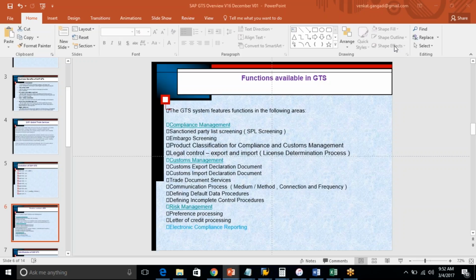So if any company would like to reduce the non-compliance situation, or in other words, if your company or your client decided to be compliant all the time, to be good all the time, then what you can do is implement the application areas or the functionalities available under compliance management.